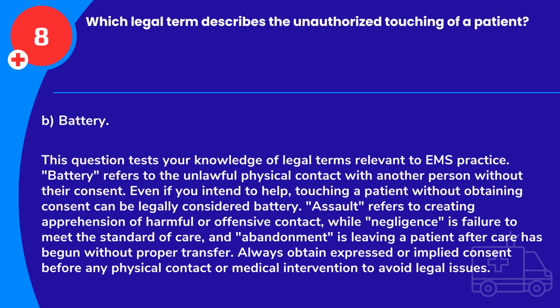Answer: B. Battery. This question tests your knowledge of legal terms relevant to EMS practice. Battery refers to the unlawful physical contact with another person without their consent. Even if you intend to help, touching a patient without obtaining consent can be legally considered battery. Assault refers to creating apprehension of harmful or offensive contact, while negligence is failure to meet the standard of care, and abandonment is leaving a patient after care has begun without proper transfer. Always obtain expressed or implied consent before any physical contact or medical intervention to avoid legal issues.